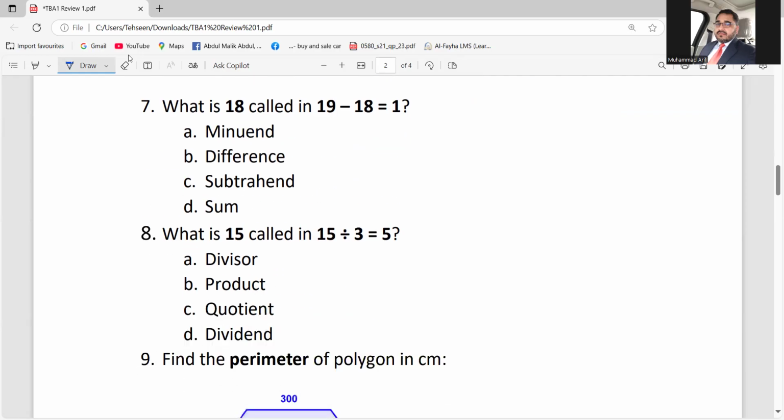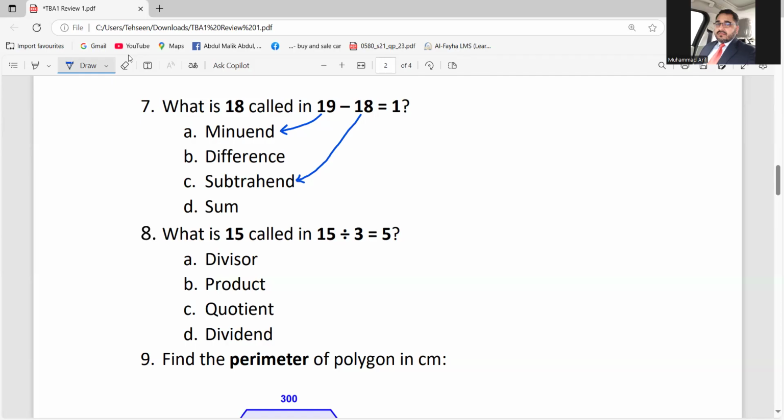Now, next, question number 7. What is 18 called? First of all, I have to tell you all these names. As here is minus, okay? When we are going to subtract one number from the other one, the first number, the bigger one, is called minuend. This one is minuend. The second one is called subtrahend. This 18 is called subtrahend.